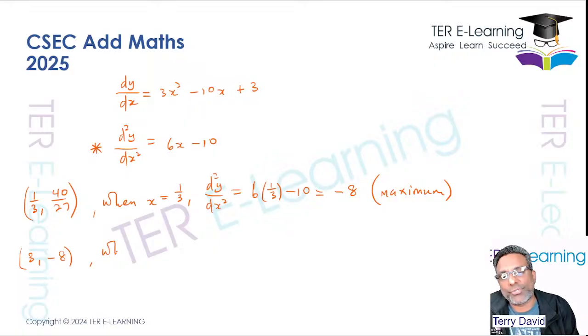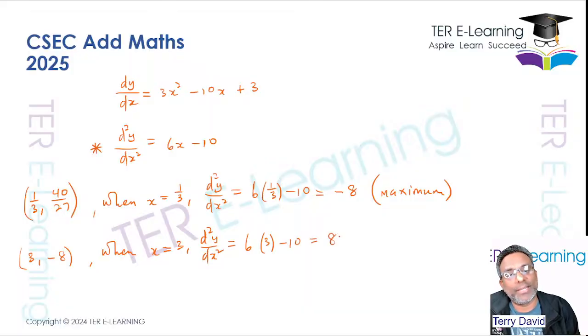So we're going to substitute. When x is equal to 3, your second derivative, d2y dx squared, is equal to 6 multiplied by 3 minus 10. So 6 3s are 18. 18 minus 10 is going to give me 8. So when that is positive, that is going to be a minimum, right?